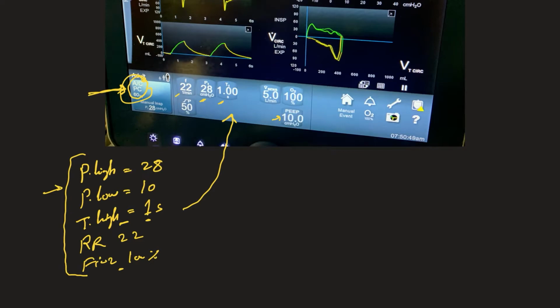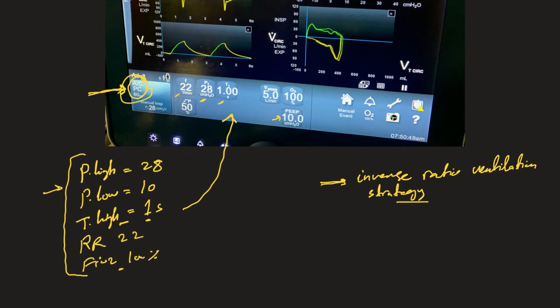Now, on the other hand, based on these values, I can use APRV as a mode of inverse ratio ventilation strategy. And that's what I really want you to use APRV for, the inverse ratio ventilation strategy. And mainly we use it with hypoxic patients, patients who need recruitment of their alveoli. There is plenty of de-recruitment, and we want to re-recruit these alveoli.